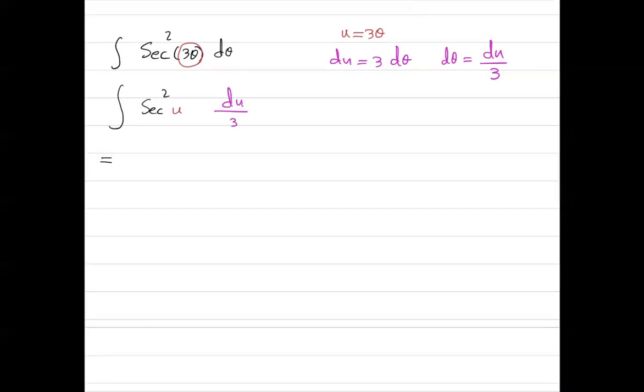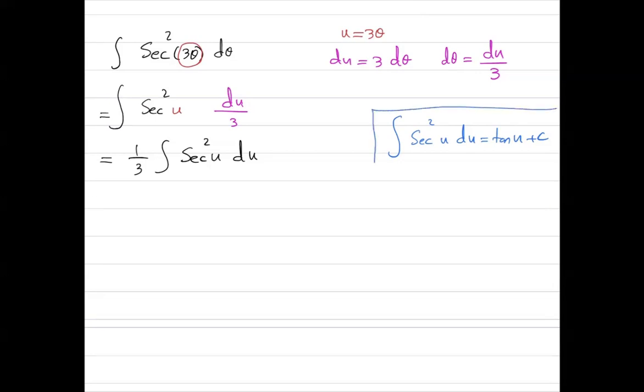In turn, this integral can be written as a third times the integral of secant squared of u du. The integral of secant squared is tangent. Remember that. The integral of secant squared of u du is tangent u plus a constant of integration. This is the formula that we learned before. Remember that the goal of using u-sub is to simplify a complicated integral into something familiar, something that we saw before.